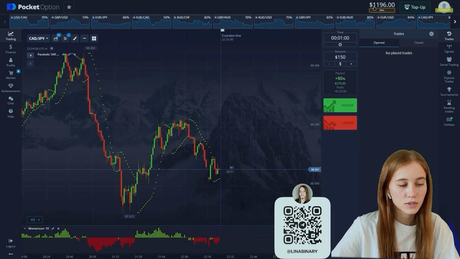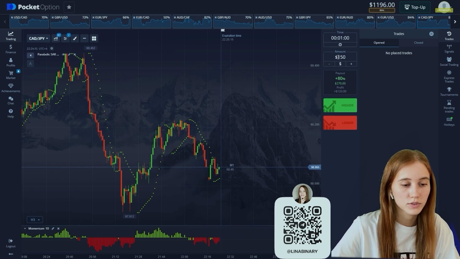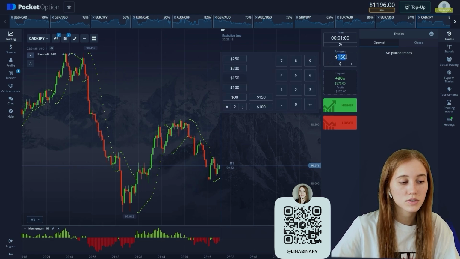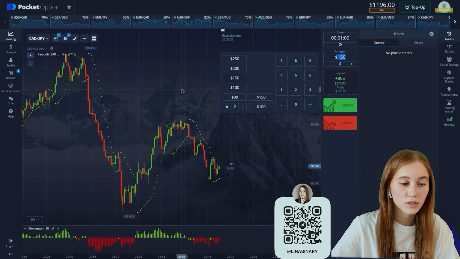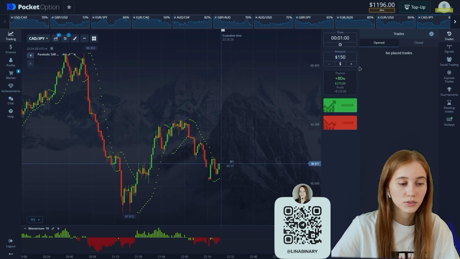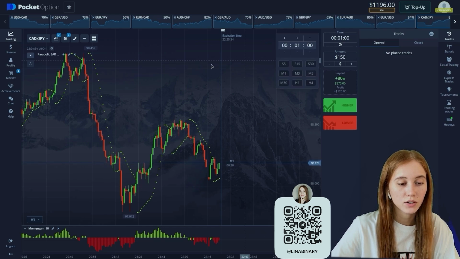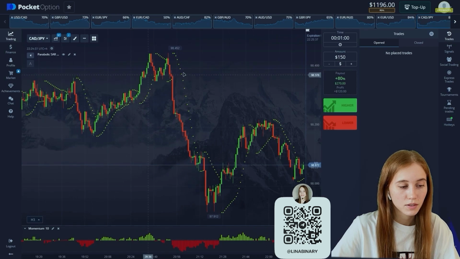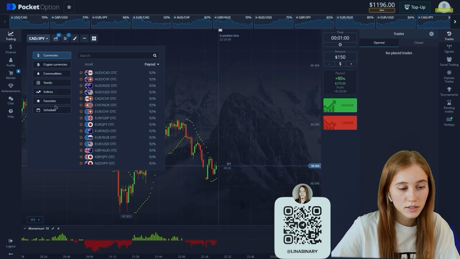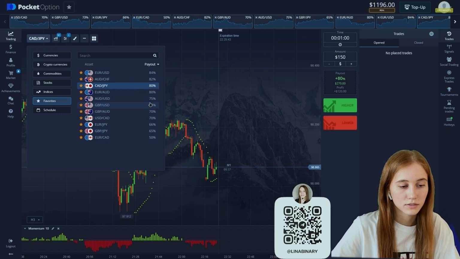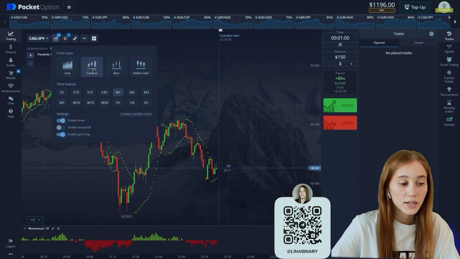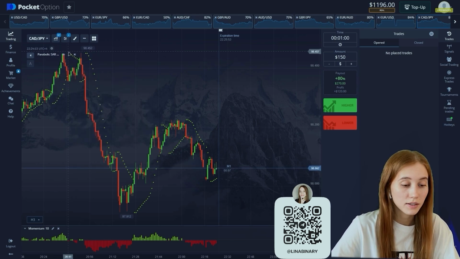So on my balance we see $1,196. The amount of deals was $150, except for the first deal, it was $100. Then we increased it. Good. We traded on the minute time frame, also on concept pairs, and these concept pairs are today's. Some payout percentages have fallen, but that's okay.